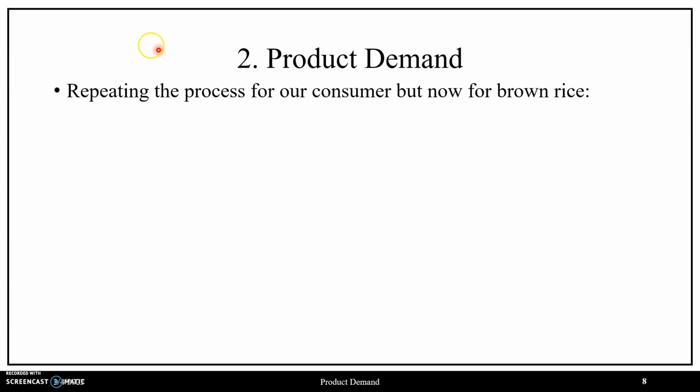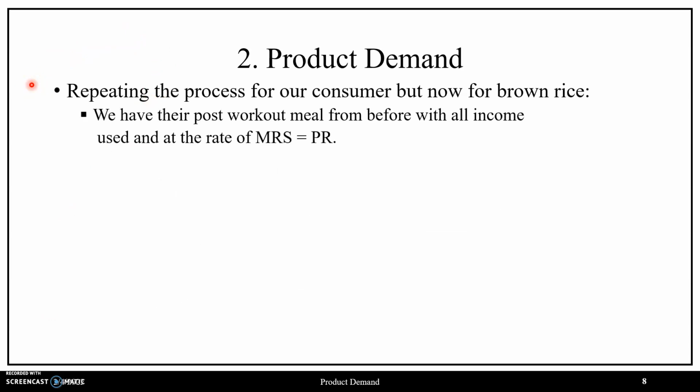So then, to further go through this process, let us repeat it now, but for brown rice. So we have our consumer as before, considering their post-workout meal, and they're going to be using all of their income at the point where the marginal rate of substitution equals the price ratio. We have our utility maximization process on the right as before, giving us point B, our particular post-workout meal with the quantity level of brown rice, as well as ground beef.